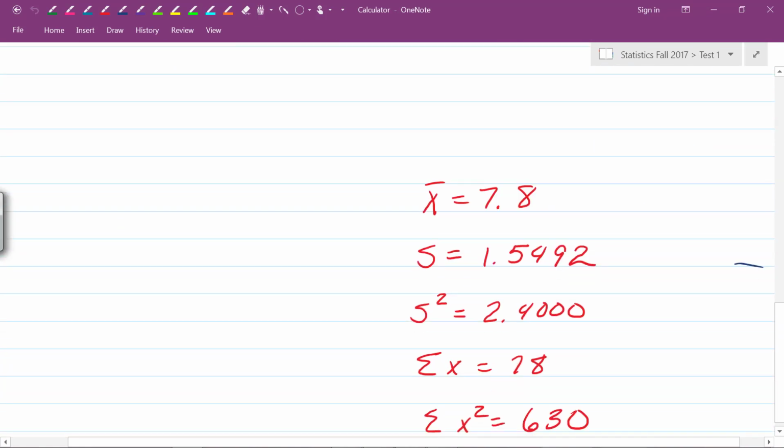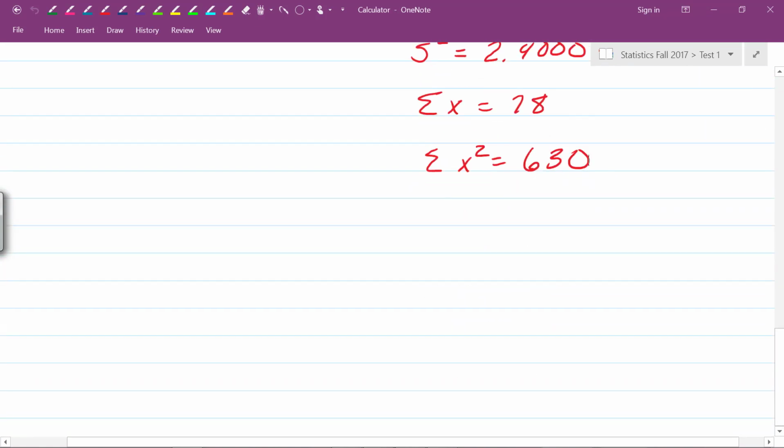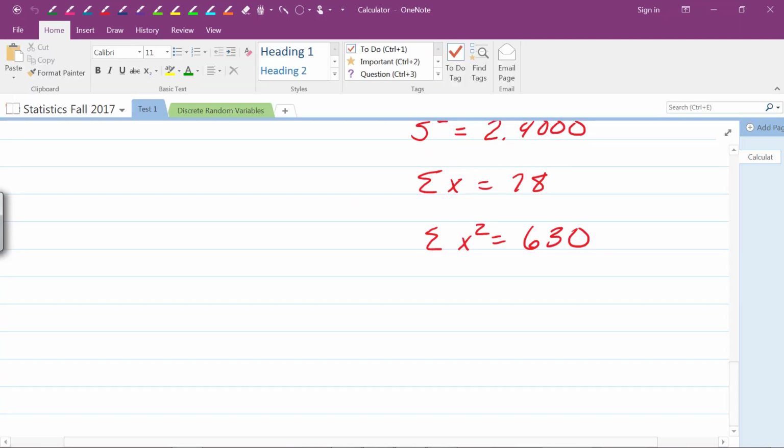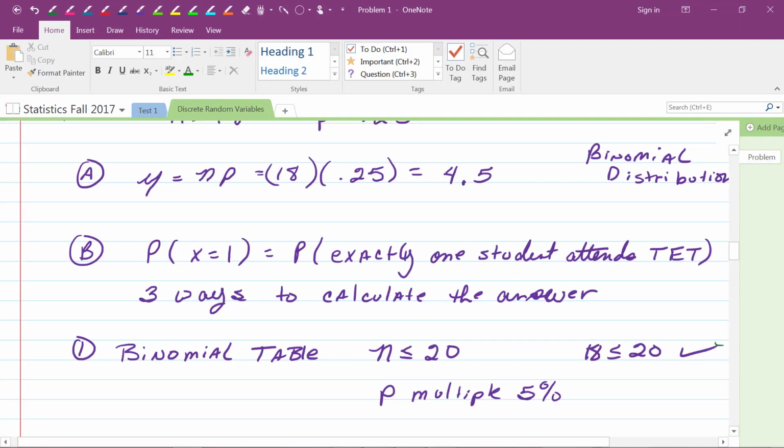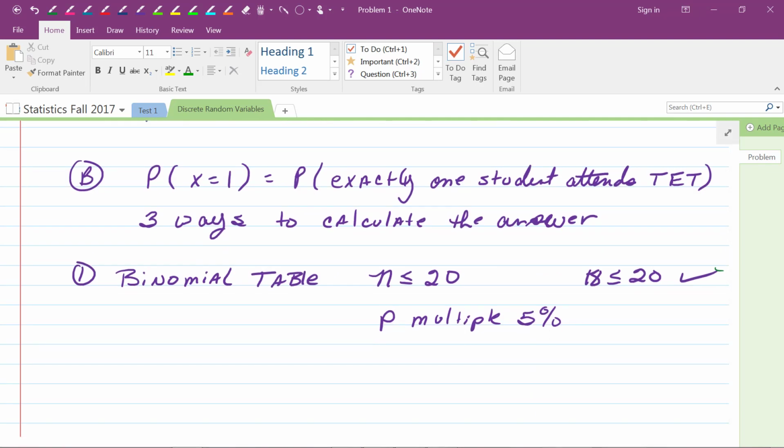Which way am I going? I've been using the same sheet of paper for a while. I think I switched pages. Hang tight. Let me see where I'm at here. We need to go back to, yep, discrete. Here we go. Sorry about that.